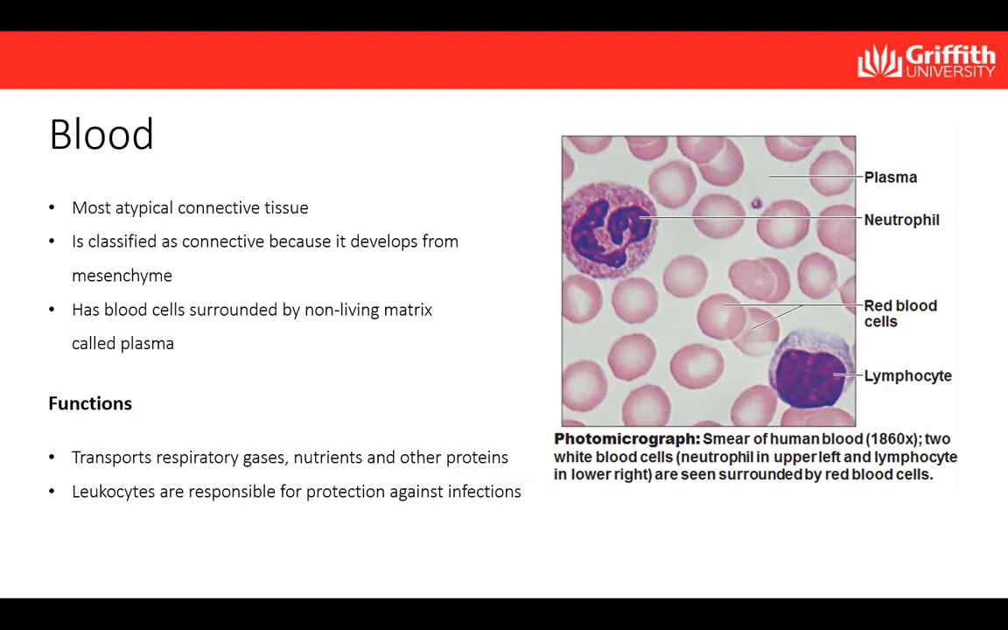Blood is the most atypical connective tissue. It does not give mechanical support, but it is classified as connective tissue because it develops from the mesenchyme and also connects all the cells in the body. Blood consists of cells that are surrounded by a non-living fluid matrix called plasma. The primary function of blood is to transport respiratory gases, nutrients, and metabolic waste. Leukocytes in our blood defend our body from infections and pathogens.